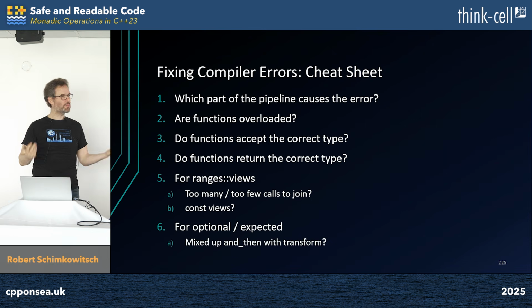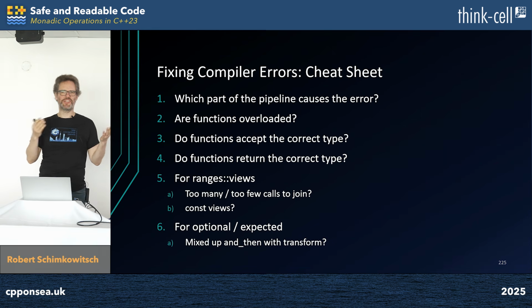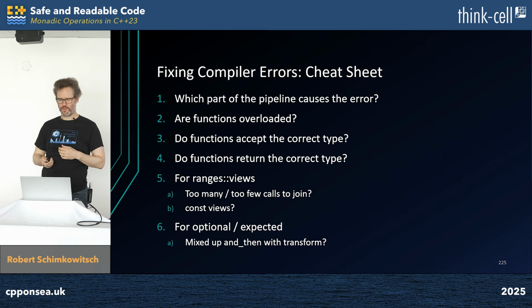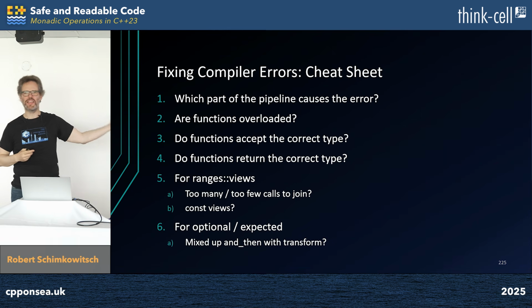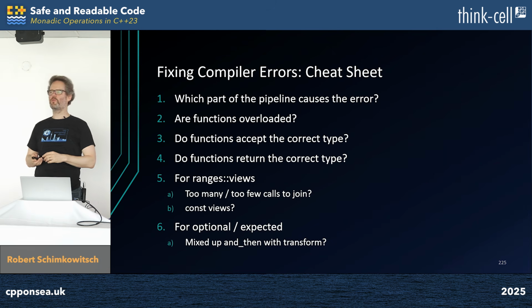And finally, for optional and expected, you could mix up the and_then and the transform, and then it returns thing, but it should return optional of thing or vice versa. So in my experience, these are the typical initial compiler errors that you get, and now you know how to fix them quickly.